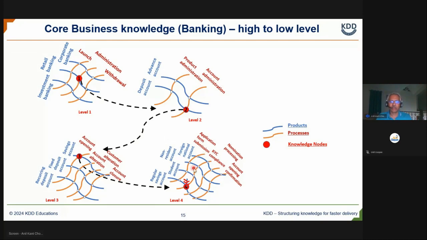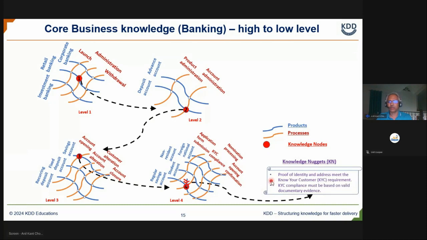And at this level, you see this image. This is for the knowledge nugget. This could be at any level, but for simplicity, we have shown it here. And some of the knowledge nugget here could be, because this one is talking about regular saving account and KYC process on that particular node, so the knowledge nugget will be related to that. So it says proof of identity and address must meet the KYC requirement. Like that, it is there, right? So this is how it structures.